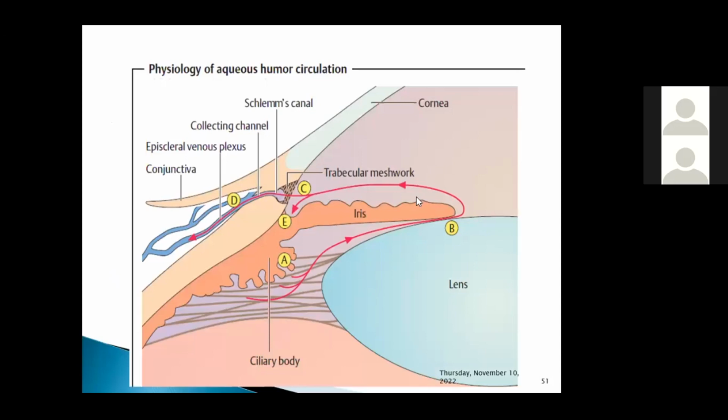So this simple schematic diagram shows you how the production of aqueous humor takes place in the posterior chamber.